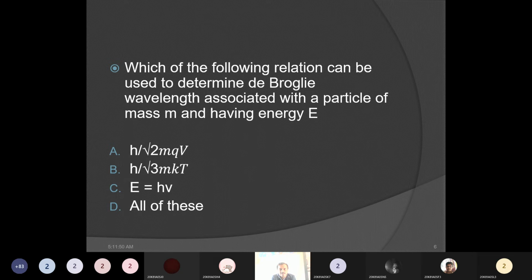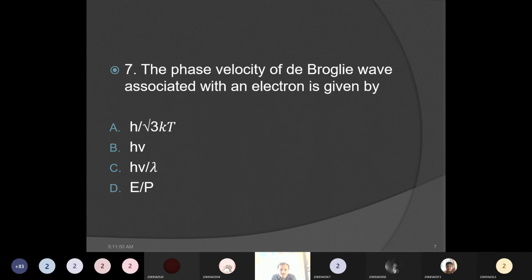So if you take in case of energy. Here the formulas are not displaying in the presentation. In the PPT it will be good, but while presenting, those formulas are not displaying here. The phase velocity of the de Broglie wave associated with an electron is, so what is the phase velocity? The phase velocity answer will be E by P. So the phase velocity of the de Broglie wave is this. The answer is D.